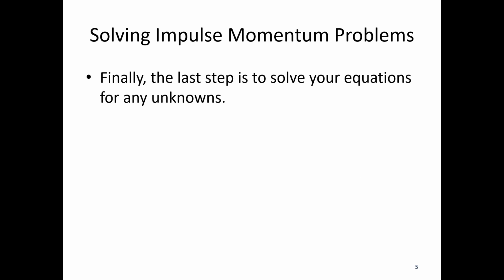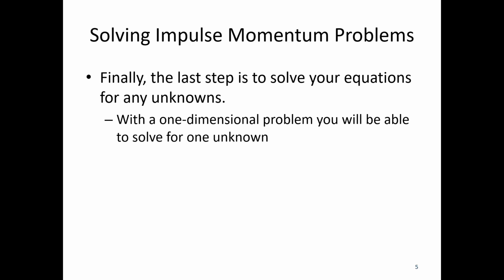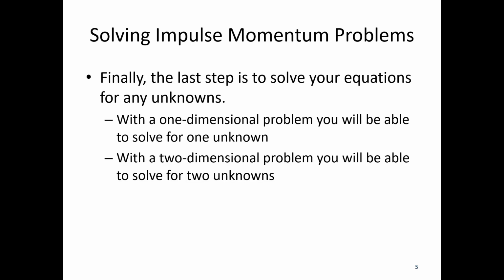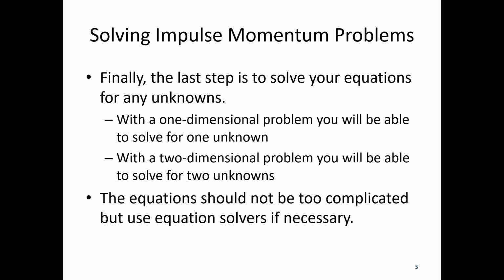All right, so finally, last step is to solve your equations for any unknowns. With a one-dimensional problem, you'll be able to solve for one unknown. Two-dimensional problem, you'll be able to solve for 2 unknowns, because we split it into components. And 3 dimensions, we could do 3 unknowns. So the equations in these impulse momentum problems usually are not too complicated, but if necessary, you can always go for your equation solvers. At this point, the last step is just algebra. You're solving for the unknown values.